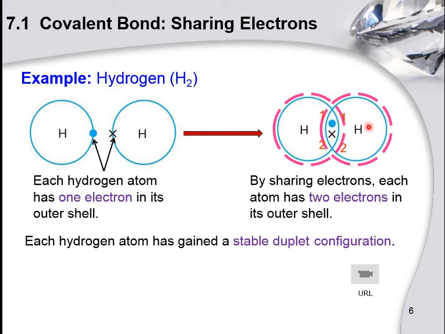The two atoms overlap, and the middle shows the shared electrons. You have the dot coming from one hydrogen atom and the cross coming from the other. When they combine together, they become stable. At the end, each hydrogen atom has gained a stable duplet configuration. Duplet means two: they have two electrons in the outer shell, which is stable. We call that a duplet.